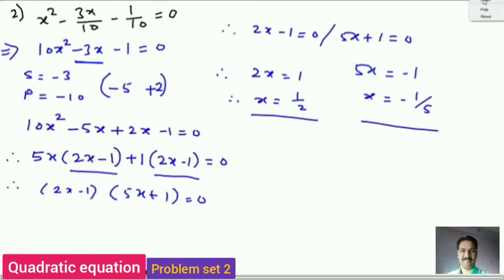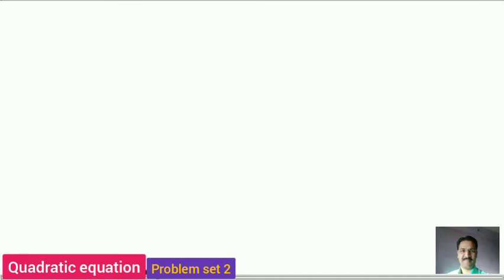Again it is very simple. See here the third sum, from question number 7. What is that? Here, in bracket 2x plus 3, bracket square is equal to 25. Let's see how we can simplify. Because the bracket square is there, straight away we can take the square root on both sides. It is the simplest procedure.